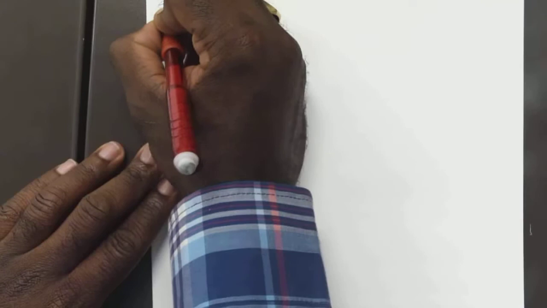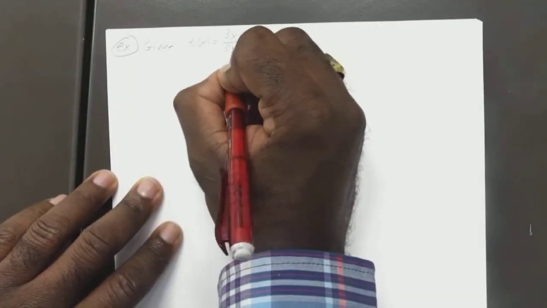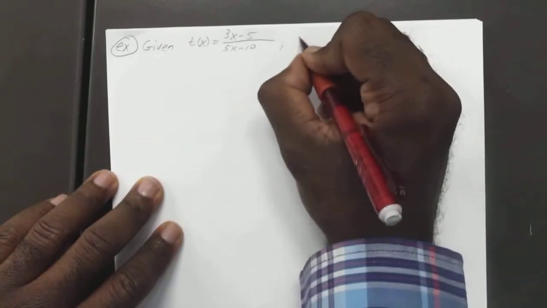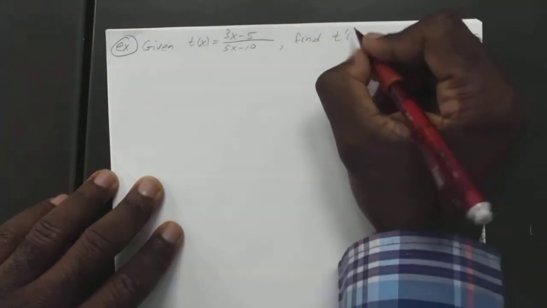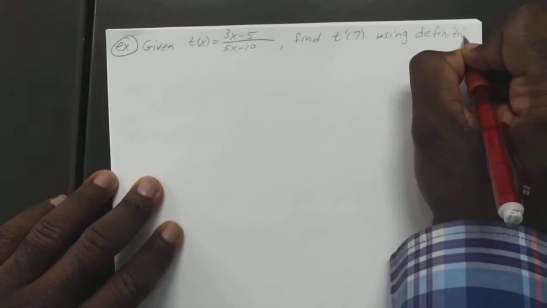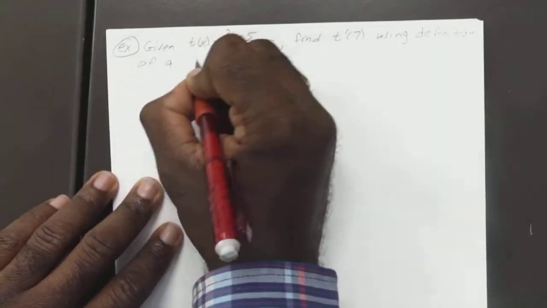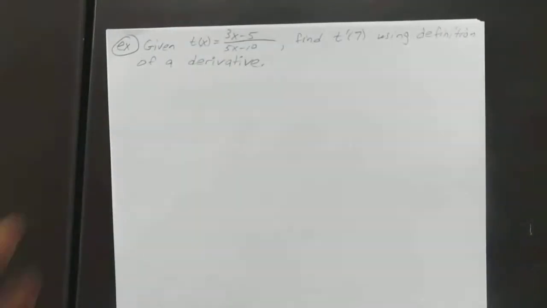Okay, now for this one, let's say we are given t of x equals 3x minus 5 over 5x minus 10, and we want to find t prime of 7 using the definition of a derivative. Zoom this out just a hair.